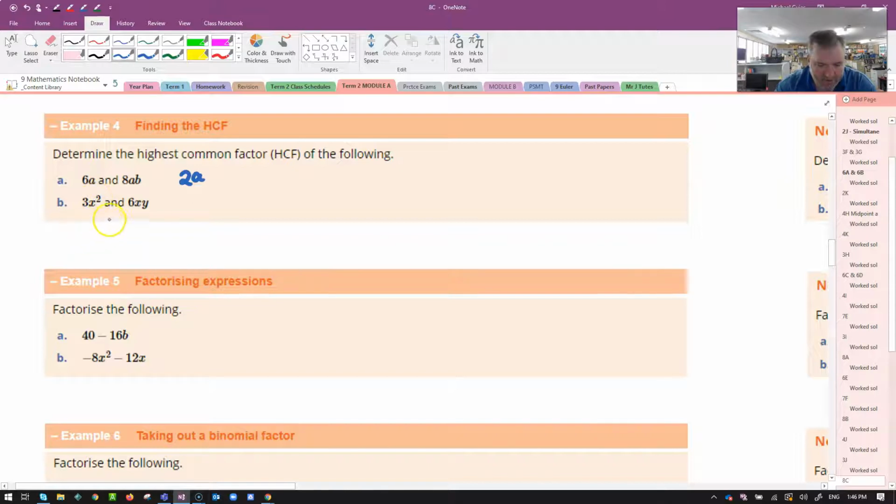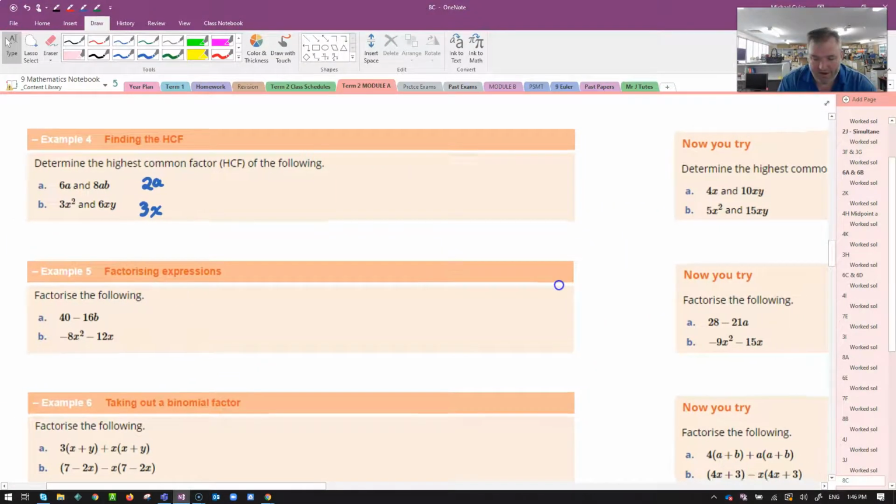When we have a look at the next one, I've got 3x squared plus 6xy. Again, just do numbers and numbers first, then letters and letters. So the highest common factor of 3 and 6 is indeed 3. And here we've got an x squared, so that's 2 x's being multiplied together, and here we've got an x and a y being multiplied together. So of course, the one that they have in common is an x. So the highest common factor in each of those cases, in the first case 2a, and in the second case 3x.